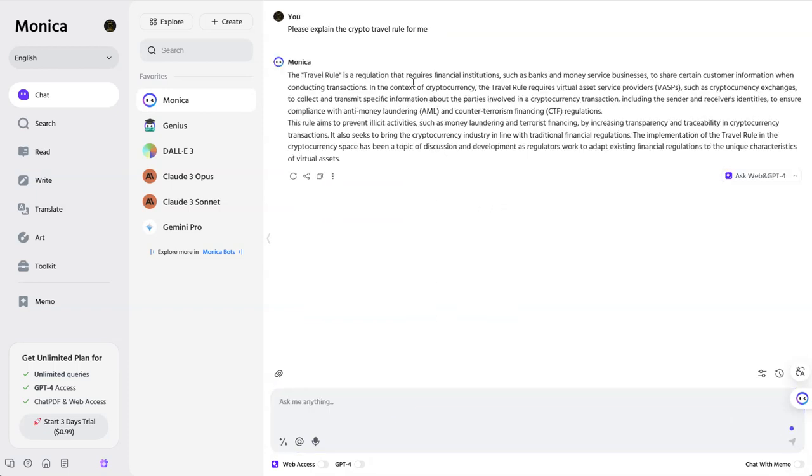So let's see. The travel rule is a regulation that requires financial institutions such as banks and money service businesses to share certain customer information when conducting transactions. In the context of cryptocurrency, the travel rule requires virtual asset service providers, and BridgeBit is one of those, by the way, such as cryptocurrency exchanges, to collect and transmit specific information about the parties involved in a cryptocurrency transaction, including the sender and receiver's identities, to ensure compliance with the anti-money laundering and counter-terrorism financing regulations, right?